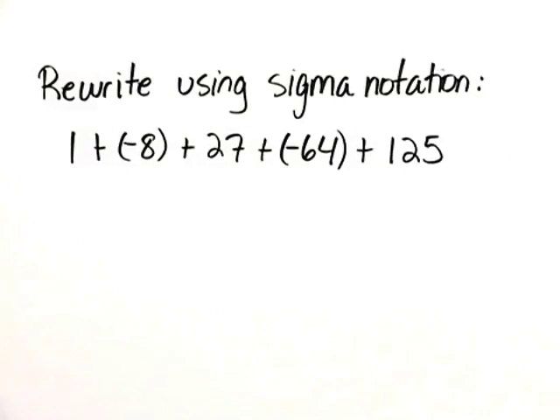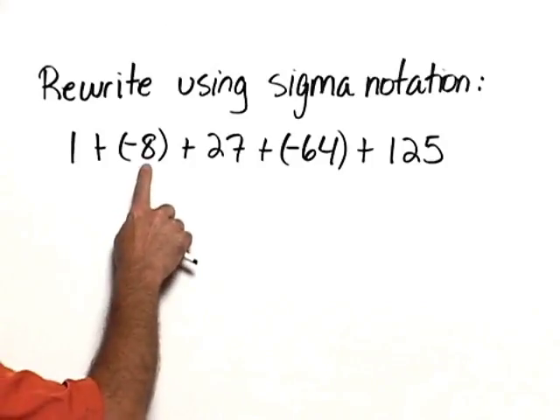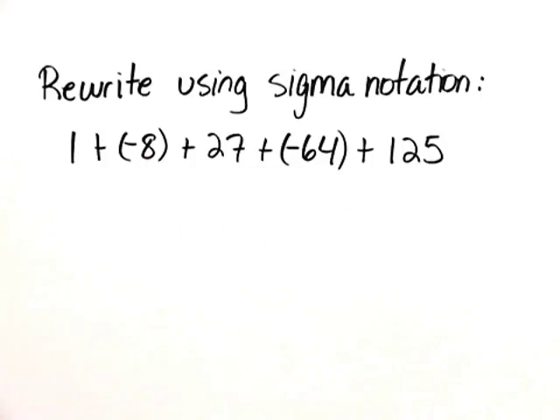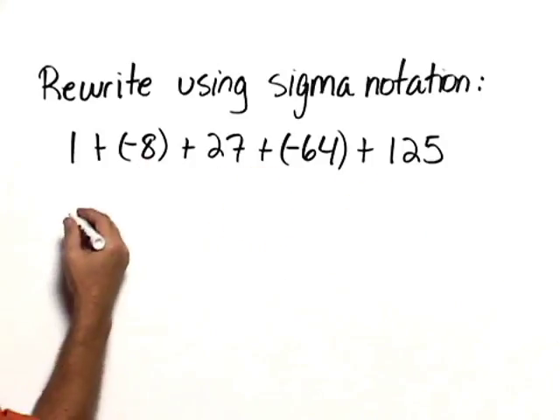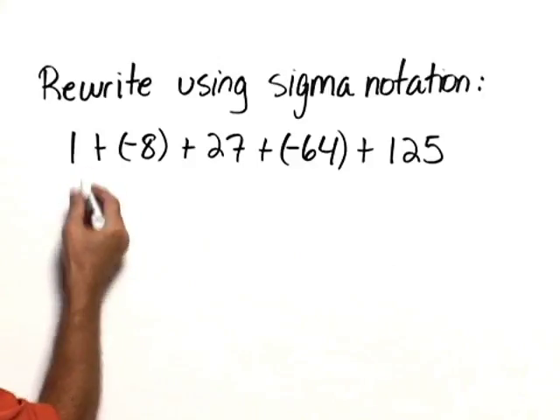Rewrite using sigma notation: 1 plus negative 8 plus 27 plus negative 64 plus 125. Well, first notice that these numbers, 8, 27, 64, and 125, are all perfect cubes. So in fact, 1 is a perfect cube.